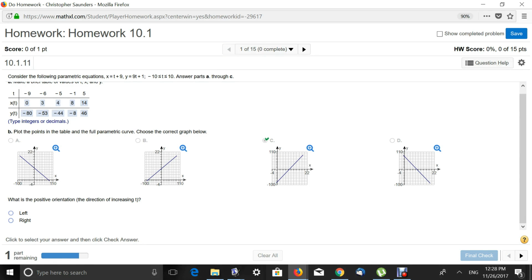What is the positive orientation? So if t is increasing, what's happening to my curve? As t is going up, x is going up, but y is going up as well. It starts at negative 80, so it's moving to the right. If I were to put arrows on these, my arrows would be pointing along the direction of going up on the curve, which is to the right.